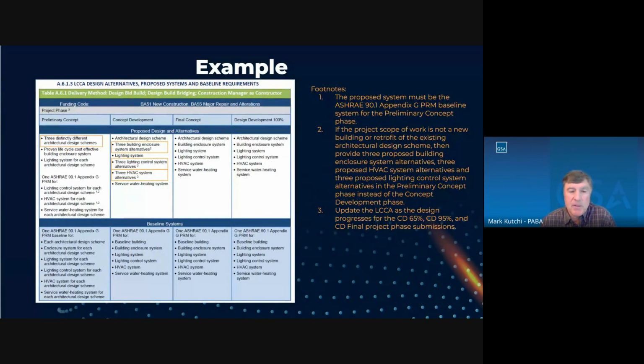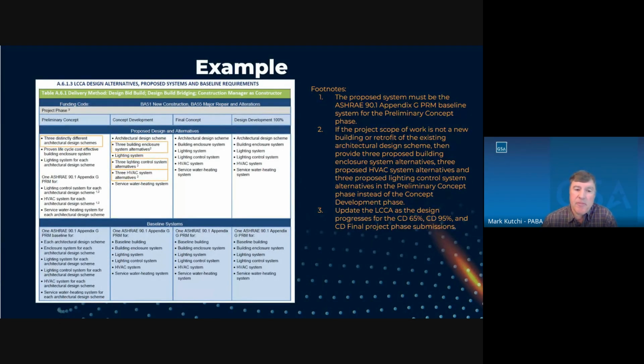So yeah, this might be a little bit hard to see, but this is a sample table 6.1. And again, there's 4 tables in the appendix. This is the table for the design bid build, design build bridging, and CMC delivery methods. The table identifies the proposed design alternatives that must be included in the life cycle cost analysis for each project phase. So I'll just point out a couple of things here that are critical.